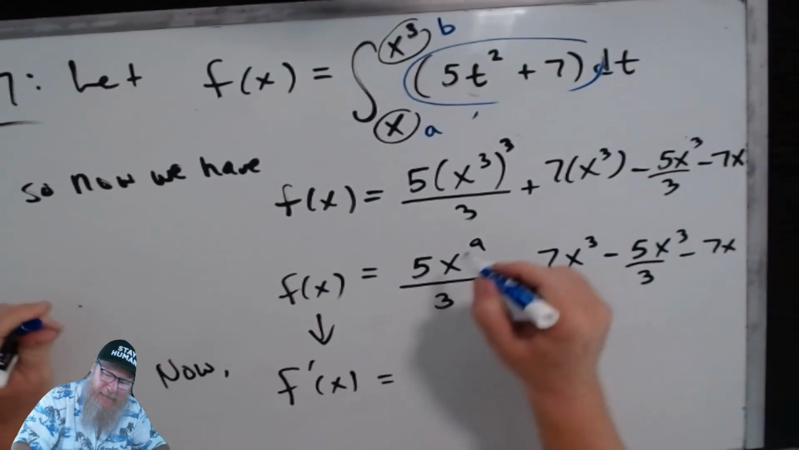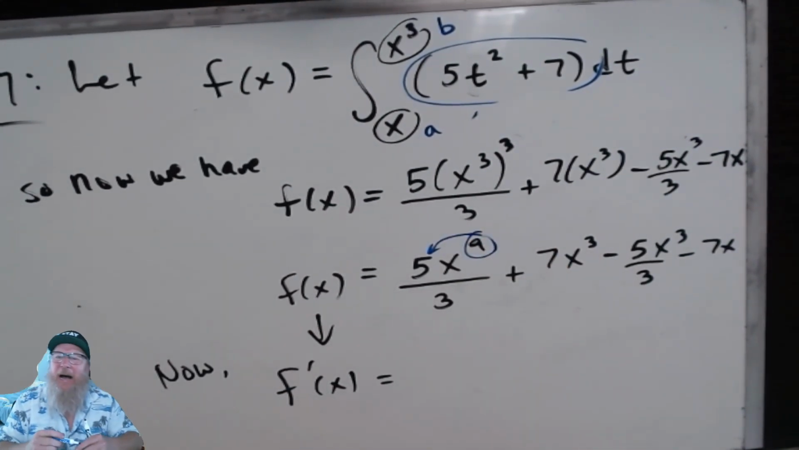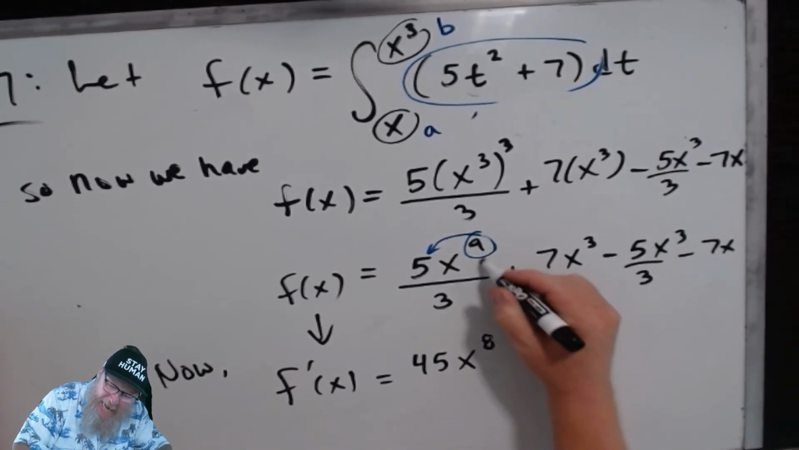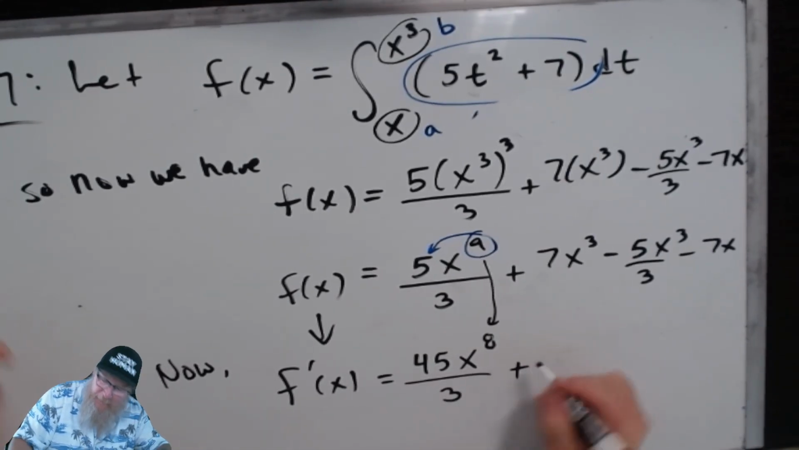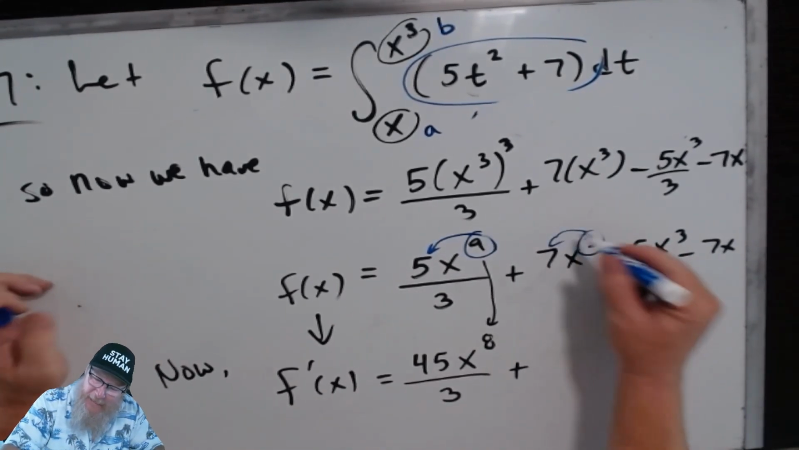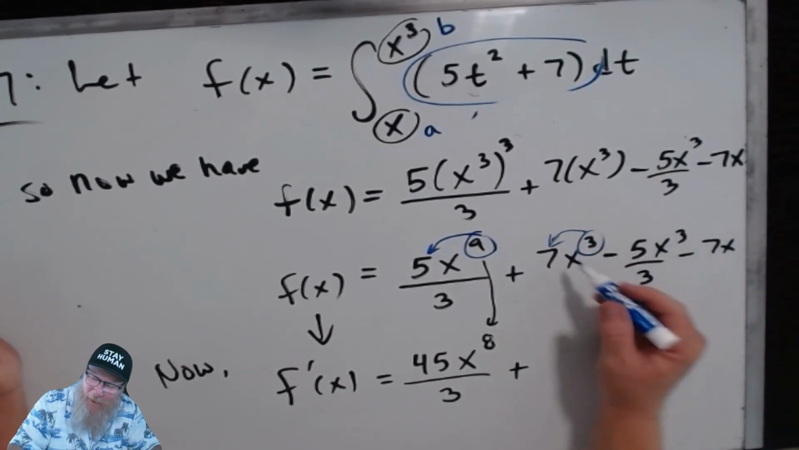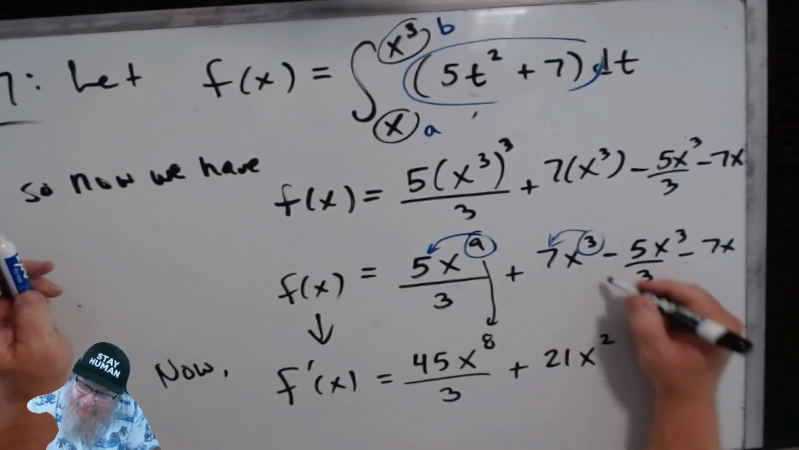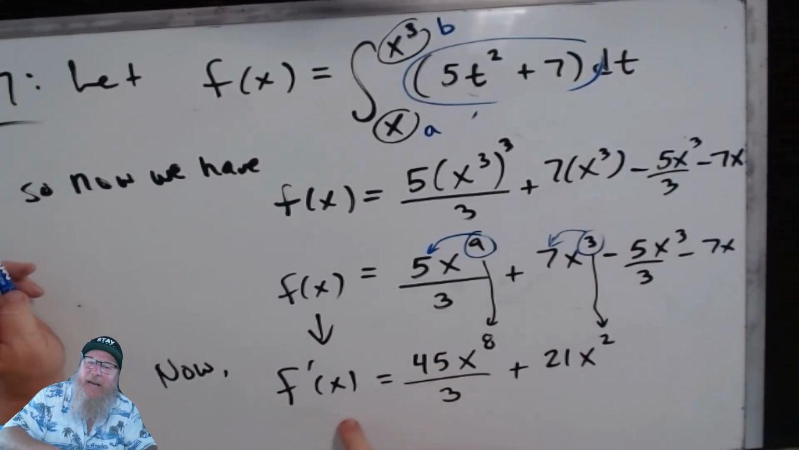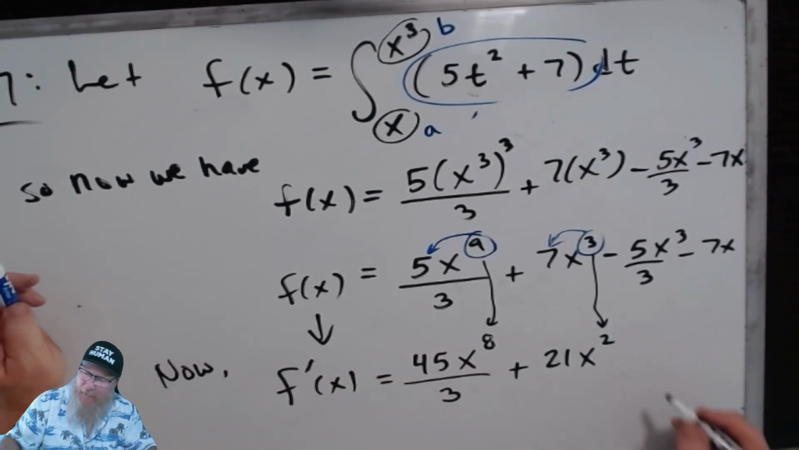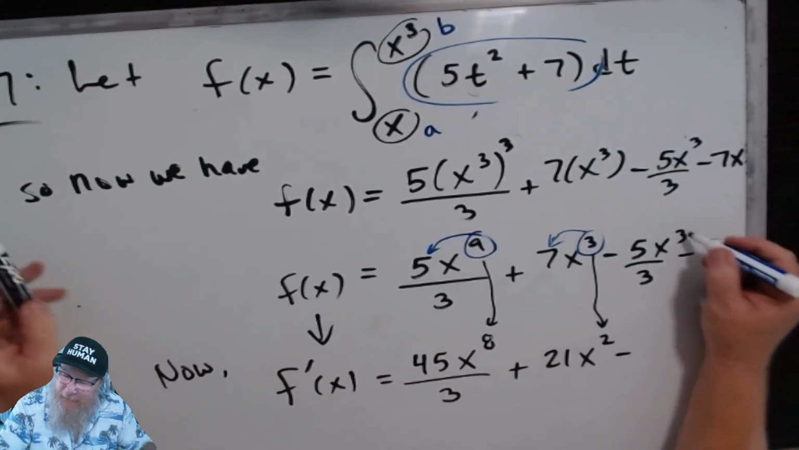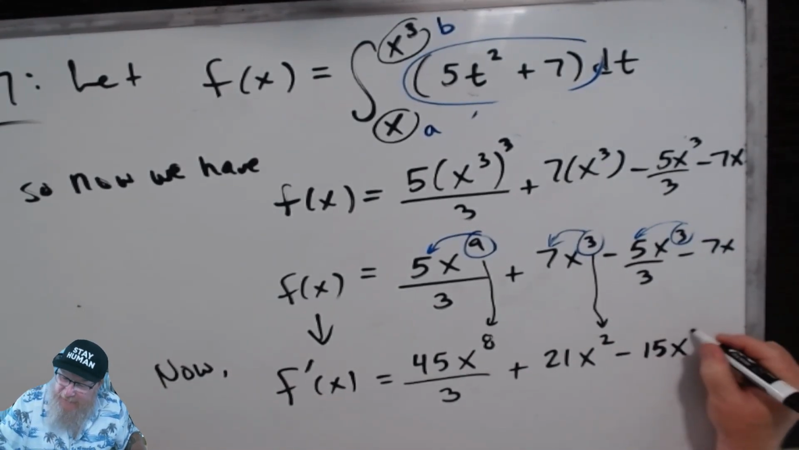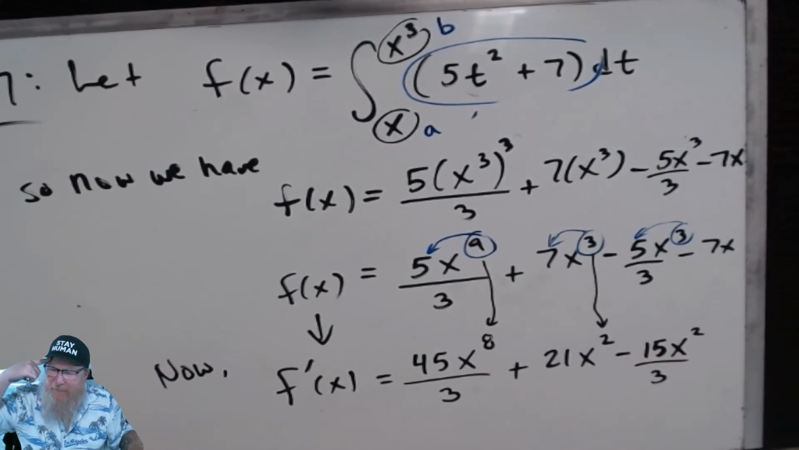is 9 times 5, which is 45x to the 8th over 3. So you see how this kind of reviews everything in one problem? 3 times 7 is 21x to the 2nd. We're taking derivatives now. Chapter 2. Minus 3 times 5 is 15x to the 2nd over 3.